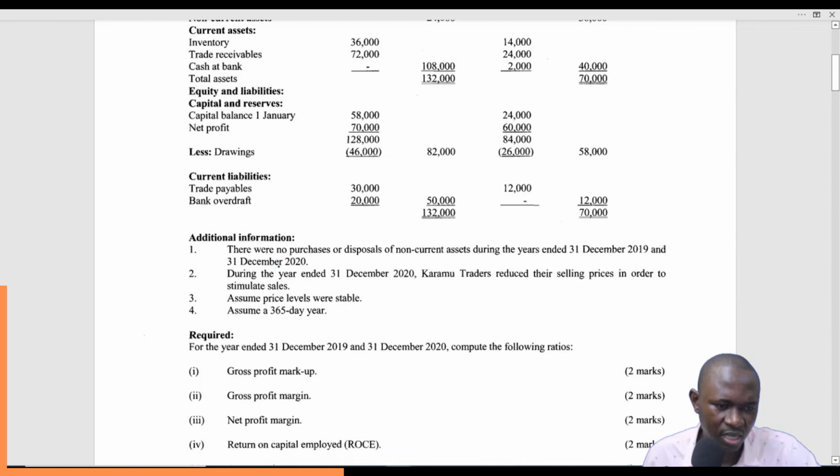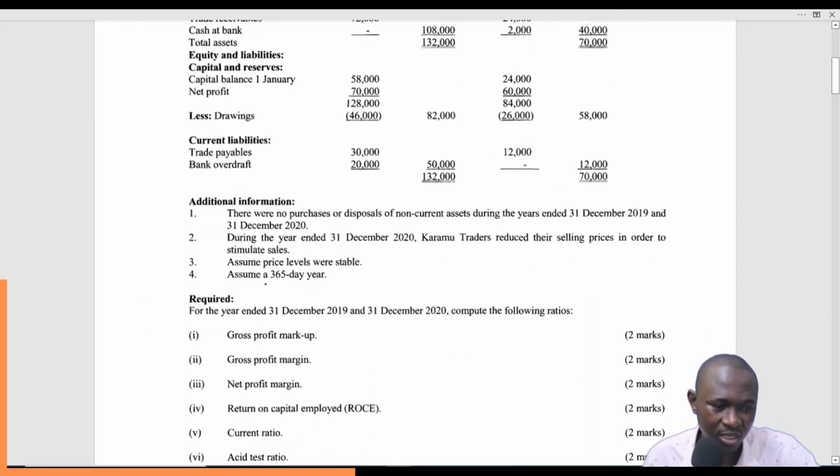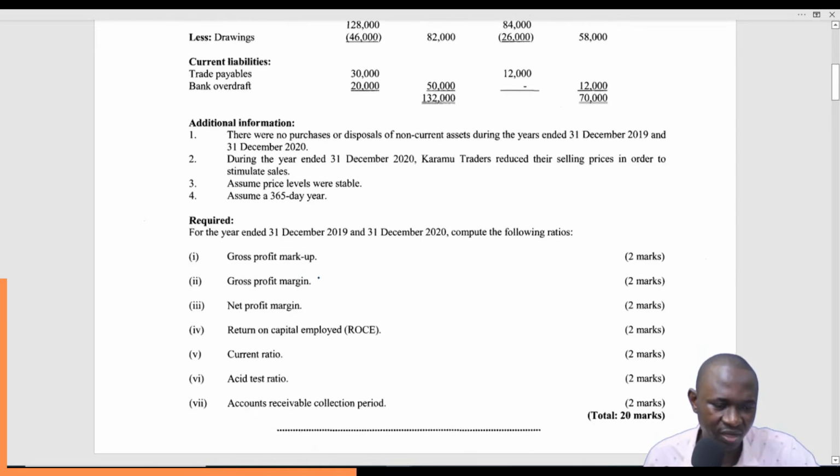Additional information: there were no purchases or disposals of non-current assets during the years ended at 1st December 2019 and at 1st December 2020. During the year ended at 1st December 2020, Karamu traders reduced their selling prices in order to stimulate sales. Then assume price levels were stable and assume a 365-day year.